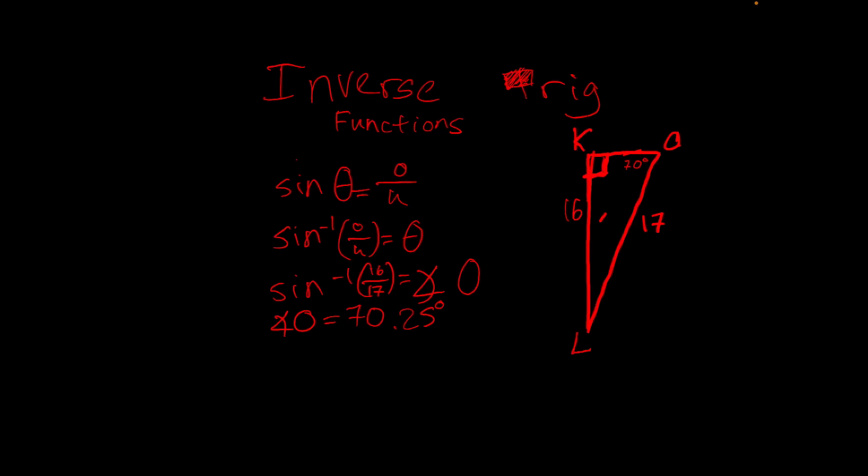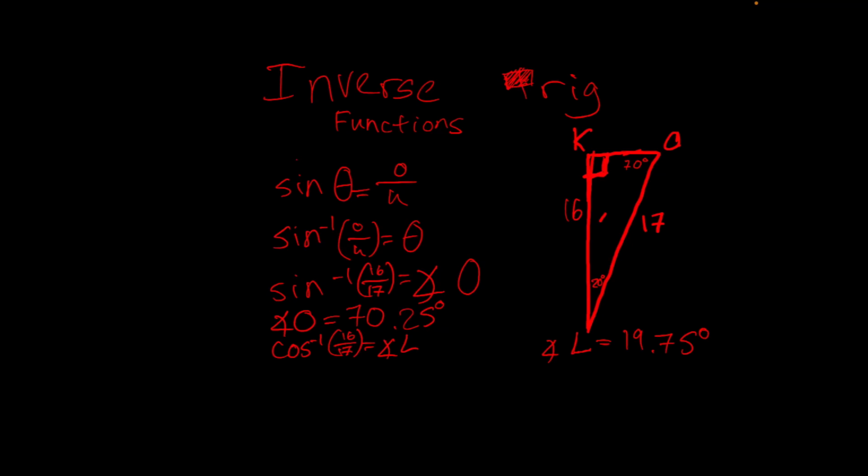So if angle L is theta, 16 would be the adjacent side because it's adjacent to angle L and the right angle. And 17 is still the hypotenuse because it's opposite of the right angle. So now we can input into inverse cosine 16 over 17, which will give us angle L. And if you do that, you will get 19.75. So angle L equals 19.75 degrees, and rounded to the nearest degree, we get roughly 20 degrees.